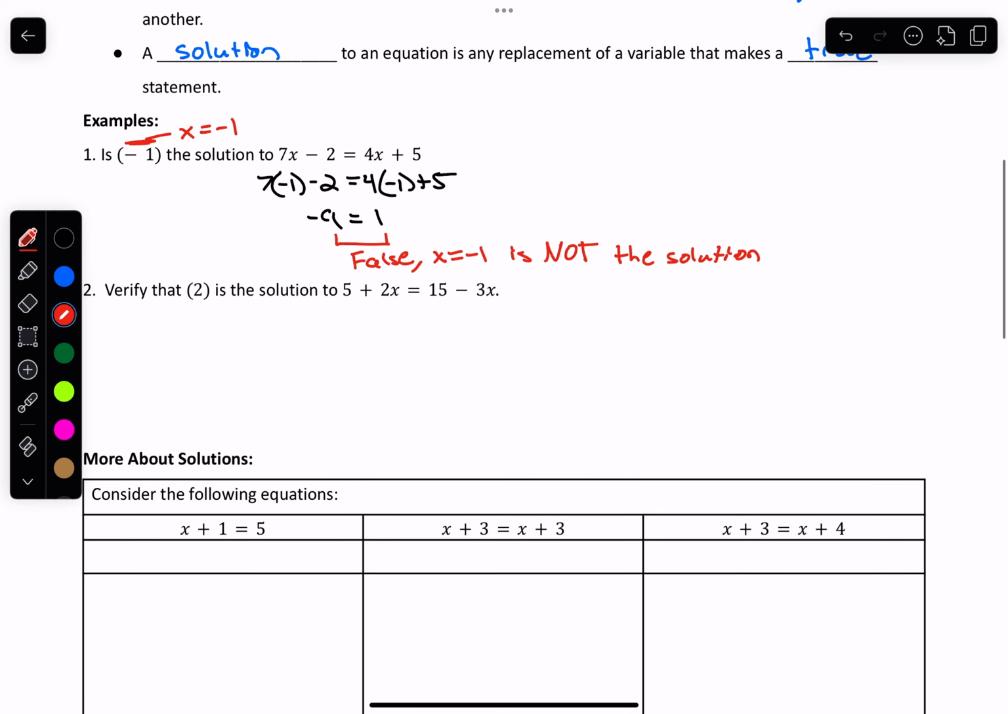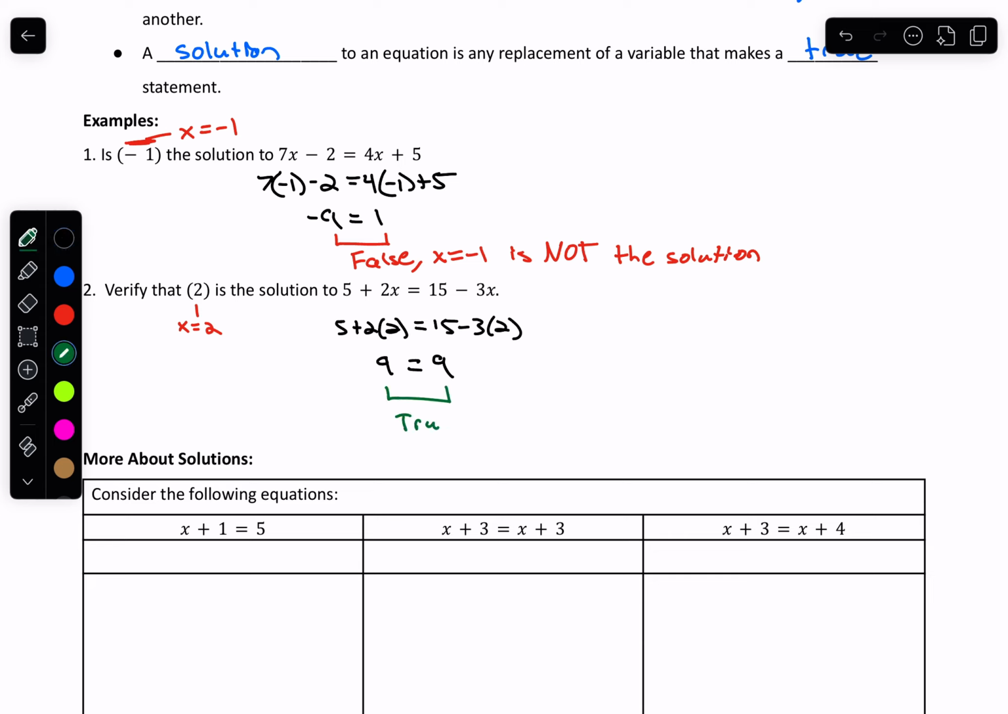So for number 2 here, verify that 2, meaning x equals 2, is the solution to 5 plus 2x equals 15 minus 3x. If we plug in 2 for each of these x's, we're going to get 5 plus 2 times 2 equals 15 minus 3 times 2. On the left side, we have 5 plus 4, which is 9. And on the right side, we have 15 minus 6, which is also 9. So the fact that right here, we get a true statement means that x equals 2 is a solution. Okay, so true statement means that the value for x we started with was in fact a solution.